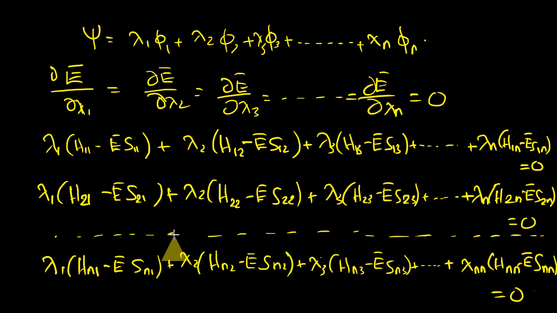So we get n equations, and these n equations are called n secular equations. Okay, so we have n secular equations in this case because our trial function is a linear combination of n functions. Corresponding to this, we will get a determinant, and that will be an nth order secular determinant. What will be that determinant?